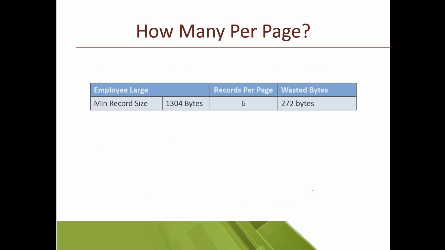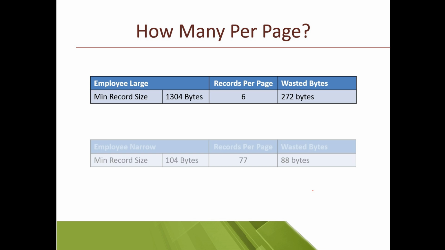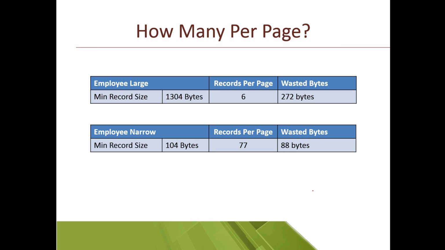So how many per page? Well, knowing the minimum record size, we can calculate and figure out what's our best case scenario. In the case of employee large, our best case scenario is 6 records per page. That's not very many. Whereas with employee narrow, our best case scenario is 77 records per page. That's a heck of an improvement.